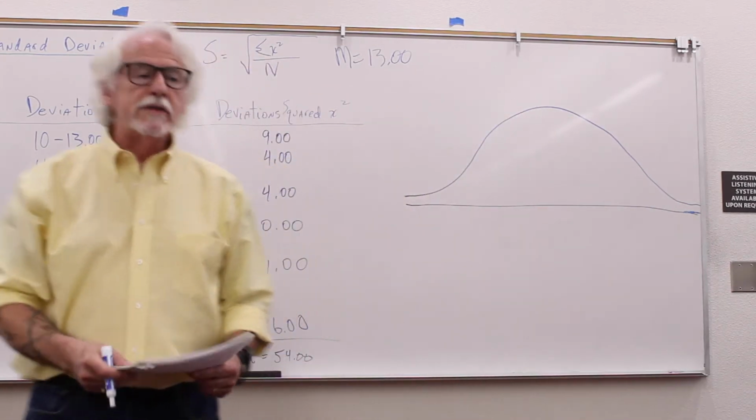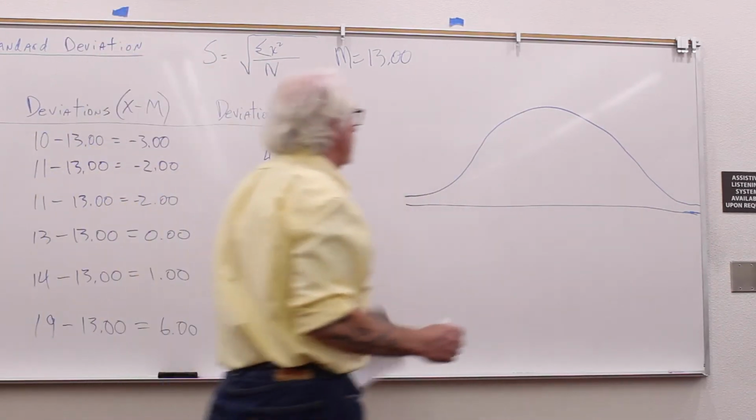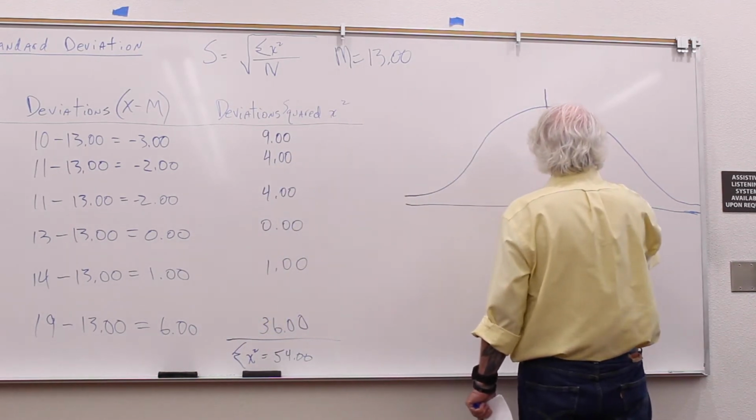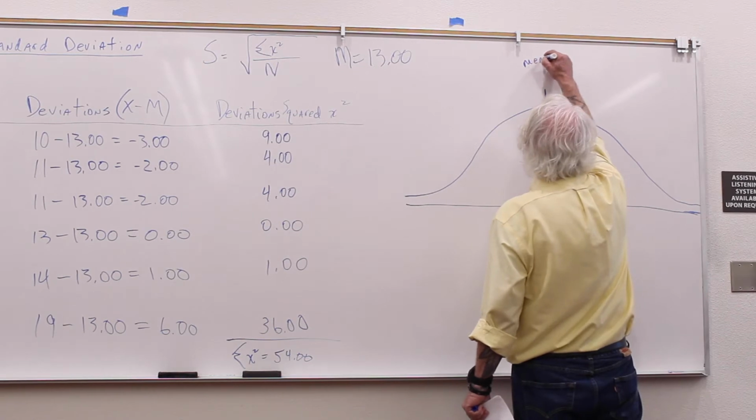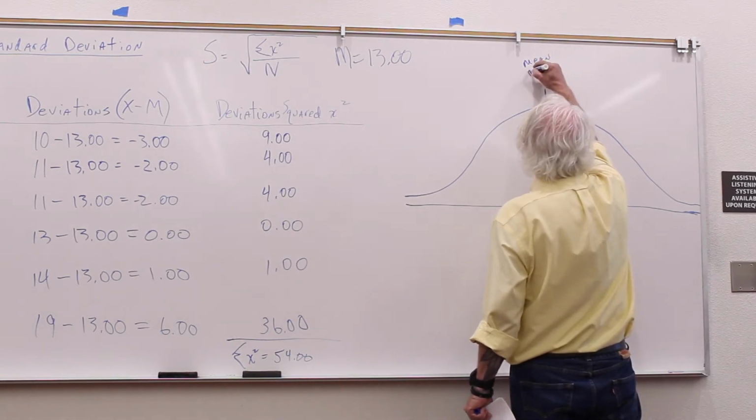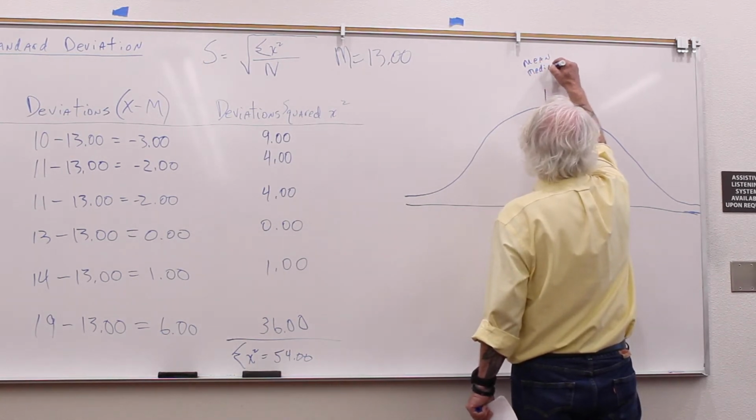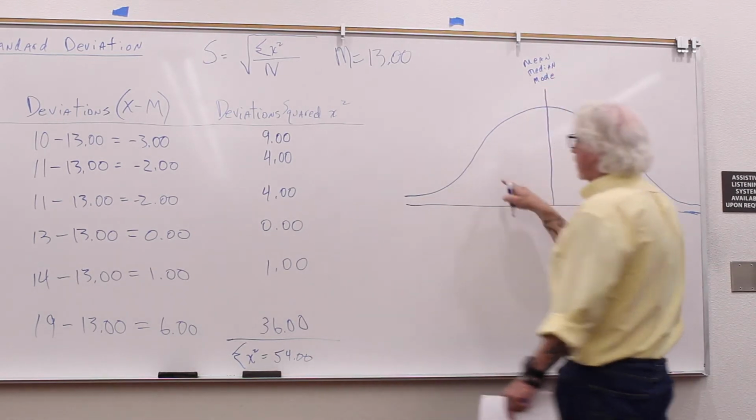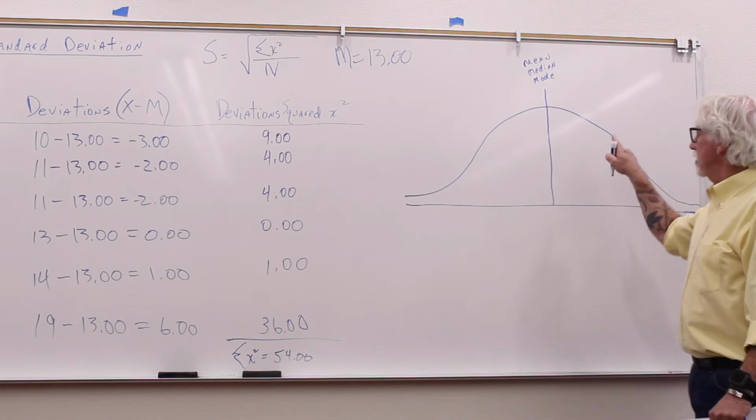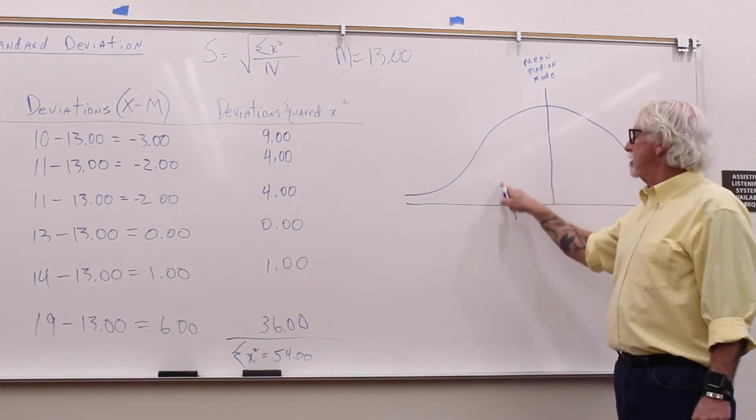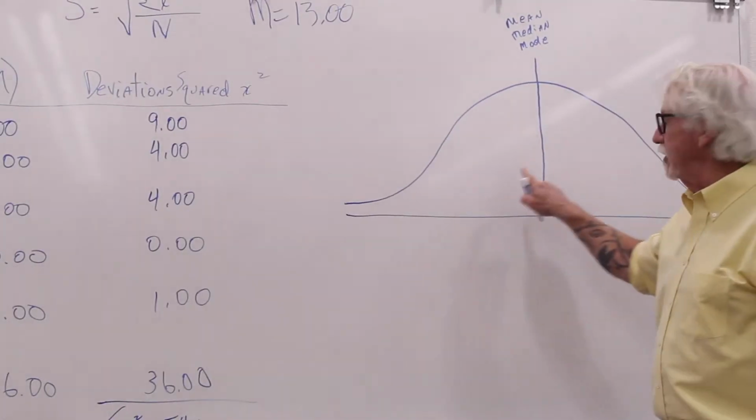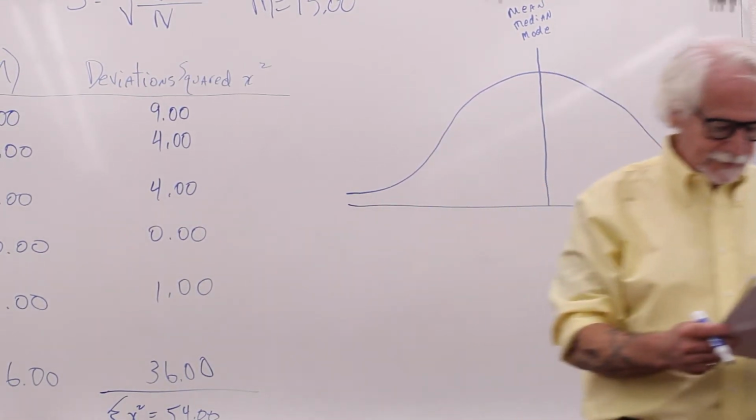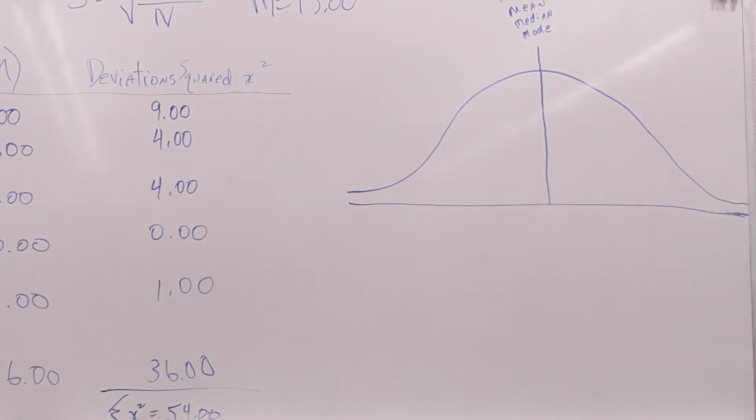So, the reason this is a theoretical model, right? And remember I said right here, mean, median, and mode, all the measures of central tendency are right in the middle. It's a symmetrical curve. This is exactly the same as that. This is 50% of whatever we're doing. This is 50% of whatever we're doing. Okay? All right?